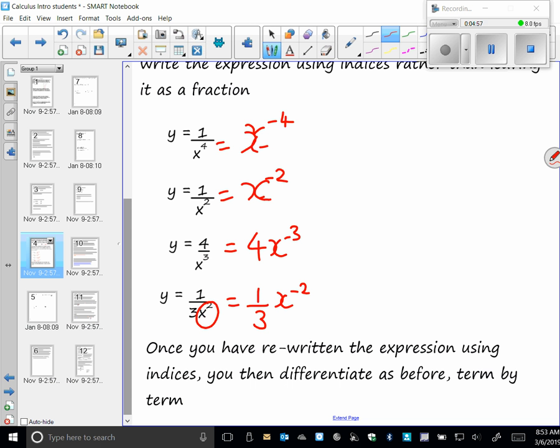Now, the thing that Kiara said was if it was written like this, then it would be 3x to the negative 2. But that's only if the whole thing was in brackets. Yes? We see the difference between that one and that one, don't we? Yes, Miss Harris.